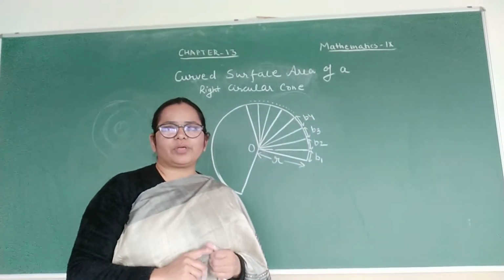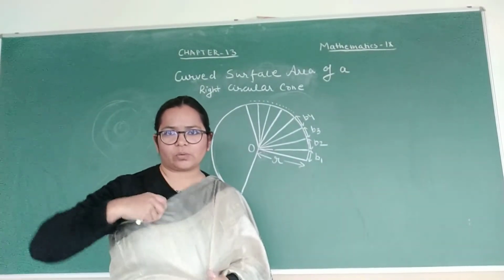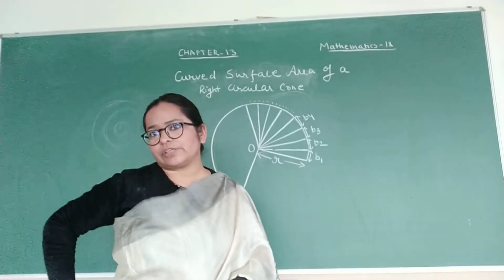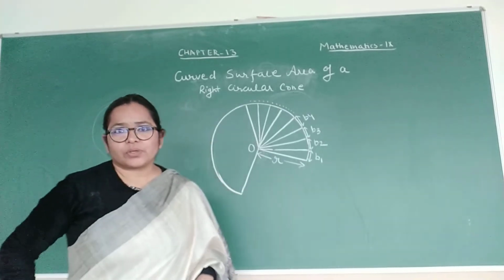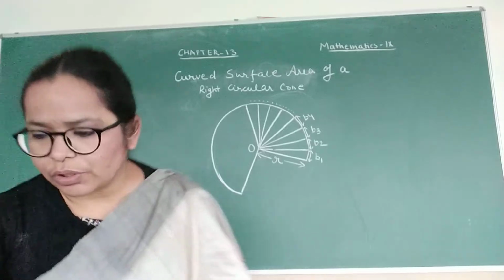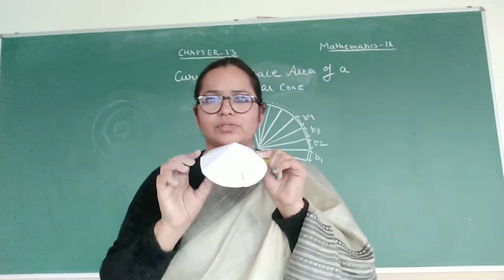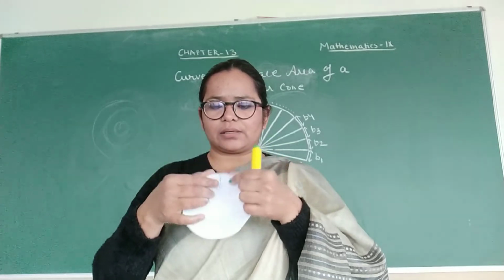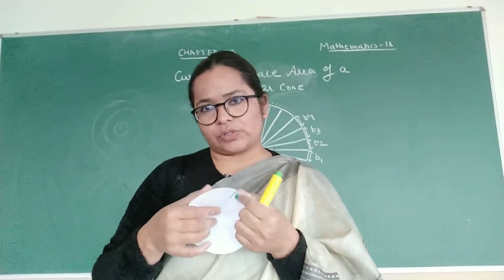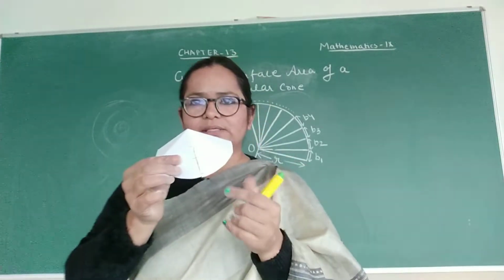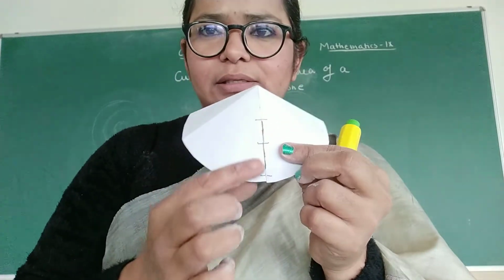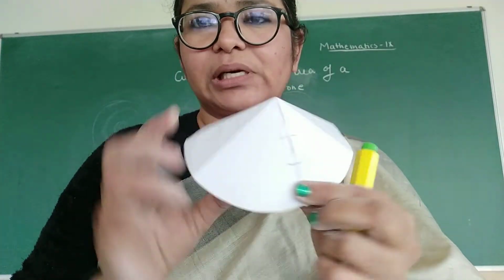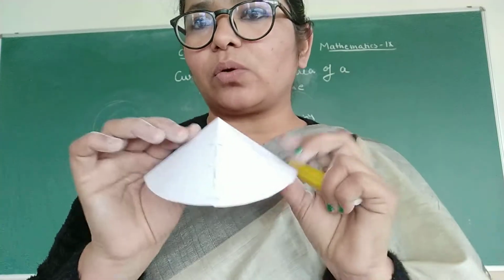Welcome everyone. We are doing the topic of right circular cone and let us derive the formula for its curved surface area. Okay. Let me show you a cone. This is a cone shape which I made by taking a sector of a circle. When you join the sector like this, I have stapled it, so we got a right circular cone.